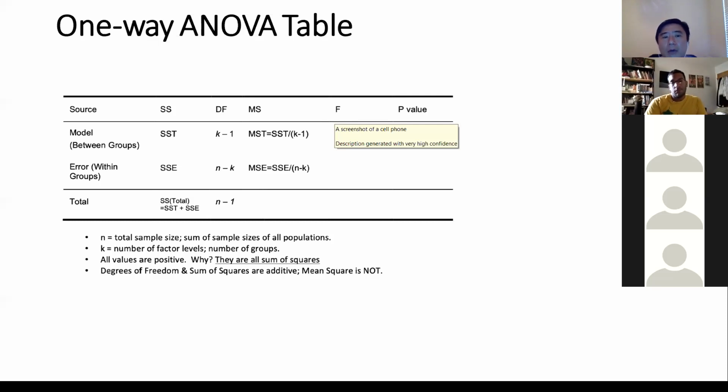But you should know that this F value from the ANOVA table should be compared with the critical value of the F distribution with two degrees of freedom. The numerator degree of freedom is k minus 1, and the denominator degree of freedom is n minus k.